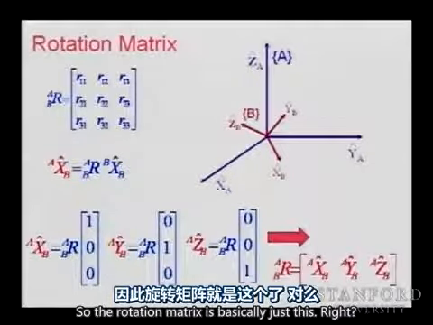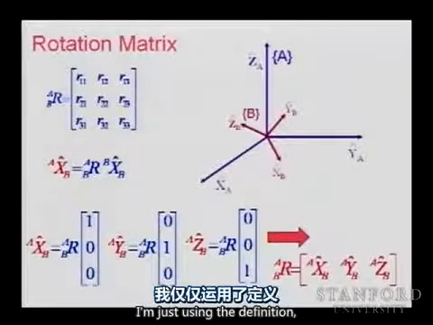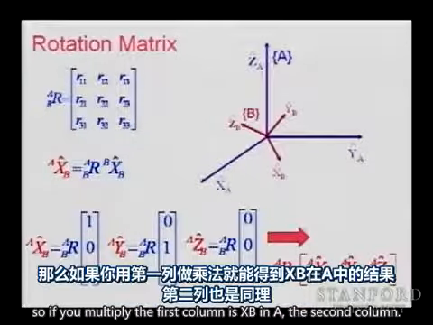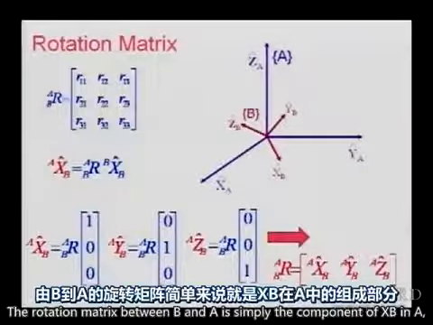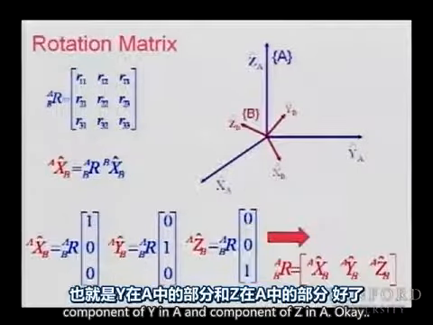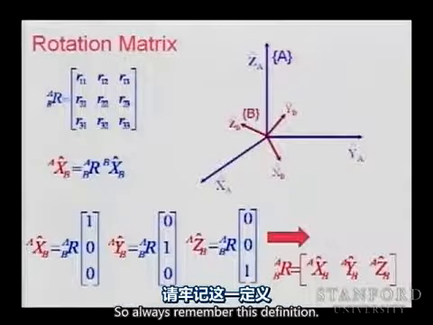So the rotation matrix is basically just this, right? I'm just using that definition. If you multiply, the first column is xb in A, the second column is yb in A. So, what is the rotation matrix? The rotation matrix between B and A is simply the component of xb in A, component of y in A, and component of z in A. Okay? So always remember this definition.